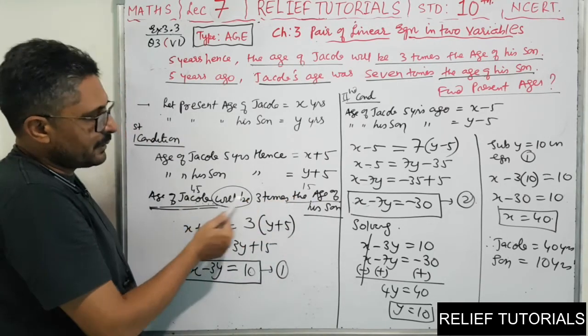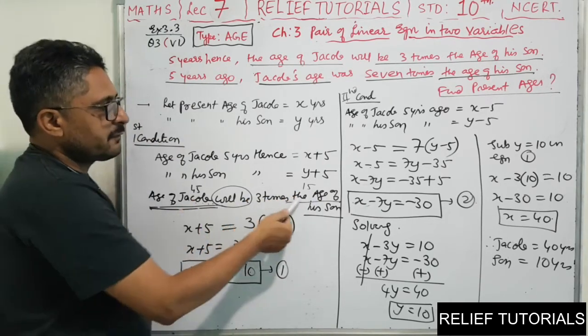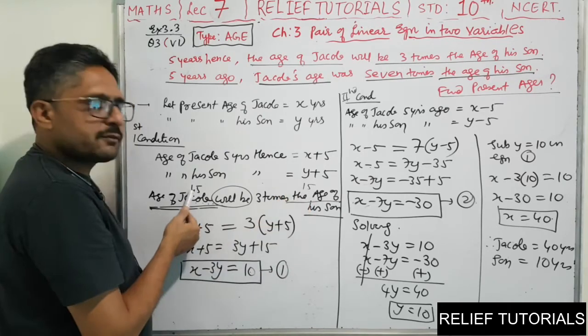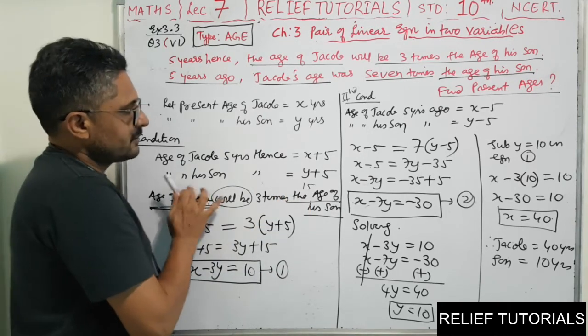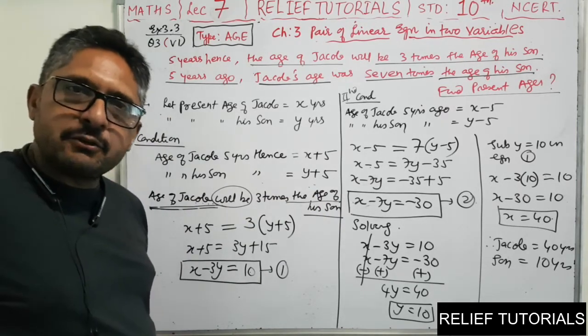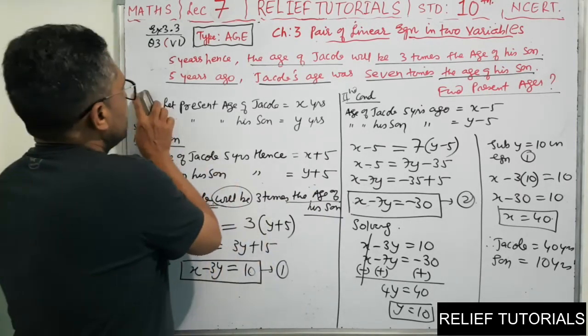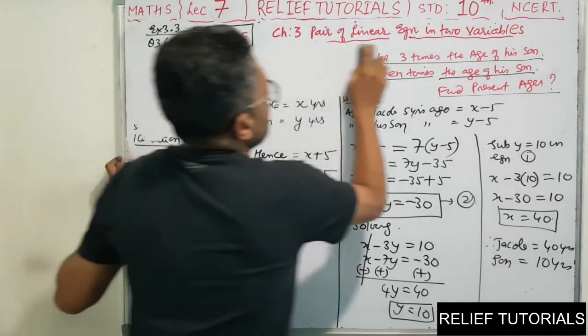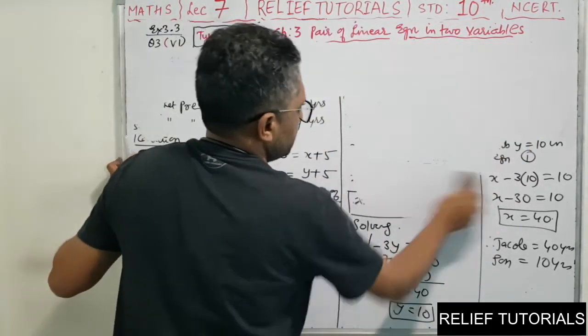So this 45 is how many times? 3 times his son's age. 15 threes are 45. Okay? So in this way you can check. So this is the problem related to age. Now I am going to rub this. We will discuss one more problem.